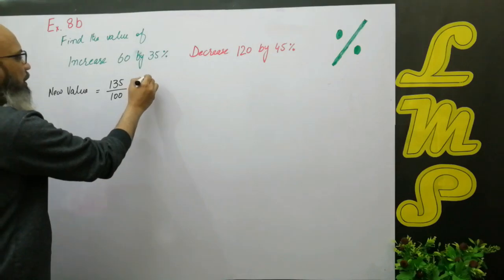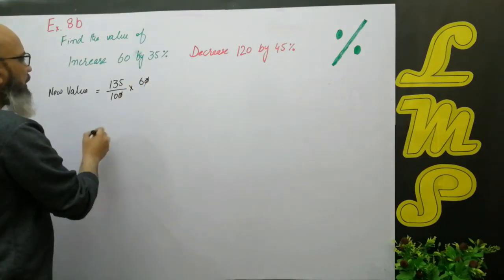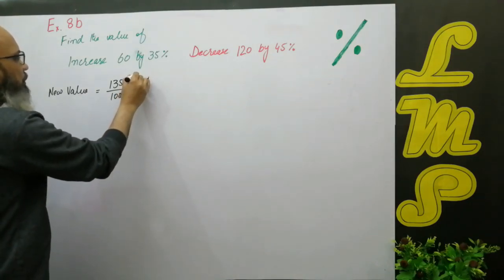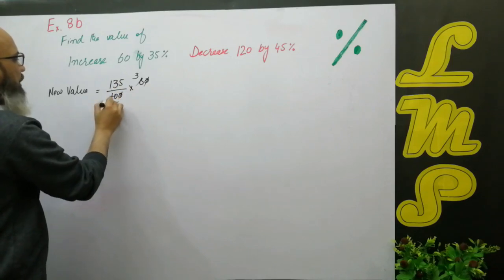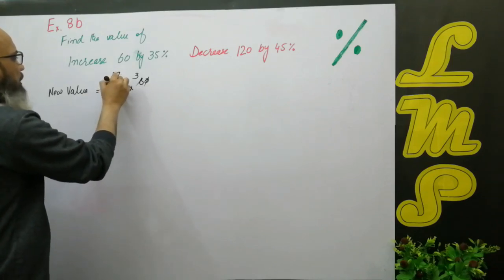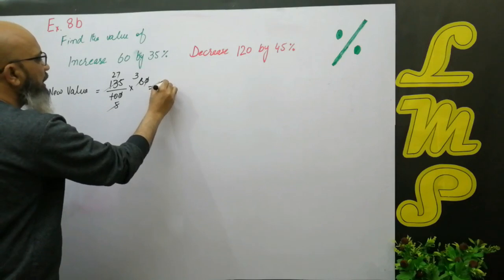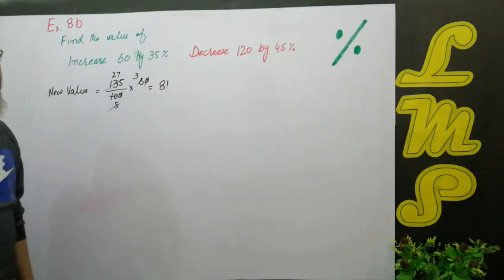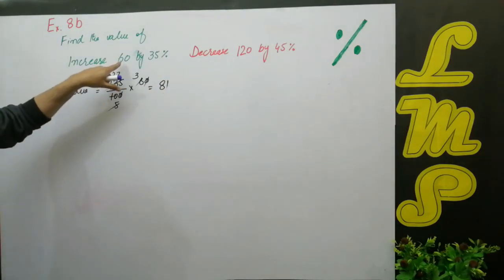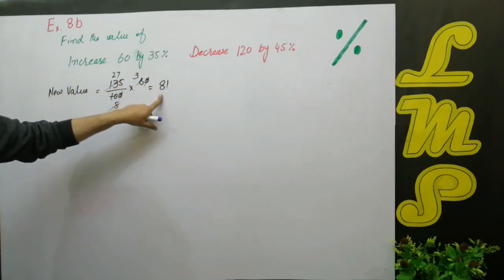So simplify this one. What do we get? It cuts with this one. 3 2s are 6, 5 2s are 10, 5 2s are 10, 5 7s are 27, 3s are 81 is your new value, increasing the 60 by 35%.